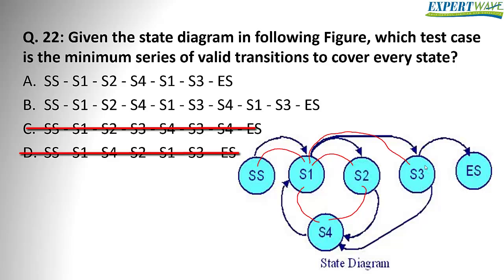If we stop now at ES, would we have exercised all the states? Yes. You see that the pen has touched all the blue circles, so we can stop now at ES. So the correct answer is A.